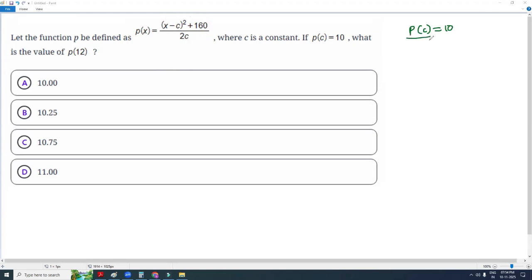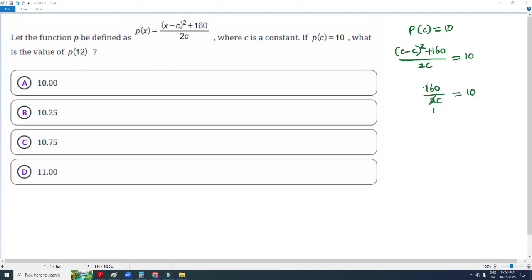Now, to get the stuff for p of c, we have to plug in this c for x over here. Then we get (c − c) the whole square plus 160, divided by 2c, equals 10. c minus c is 0. The 0 square is 0. 0 plus 160 is 160. And in the denominator, we have 2c equals 10.